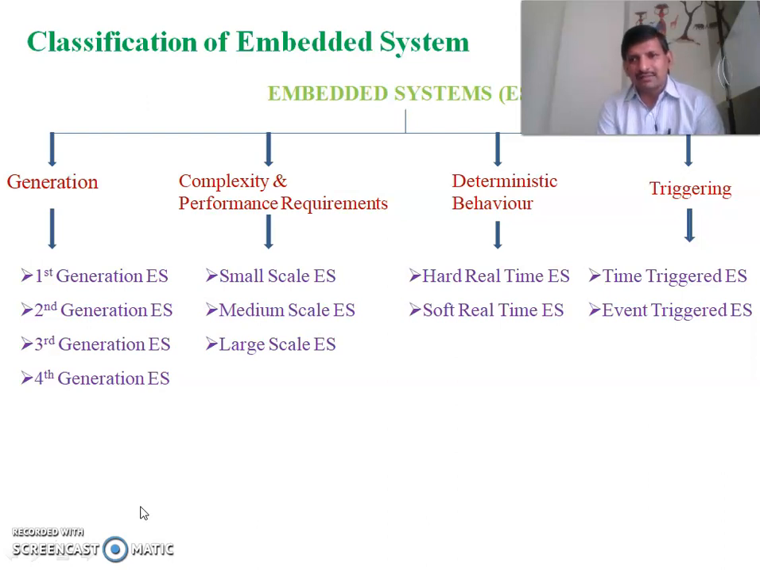Next, triggering. Triggering means when the event will occur, when the event will be triggered. So here triggering will happen in two ways. First one is based on time. We are defining the time. At a particular time, the task will be due.